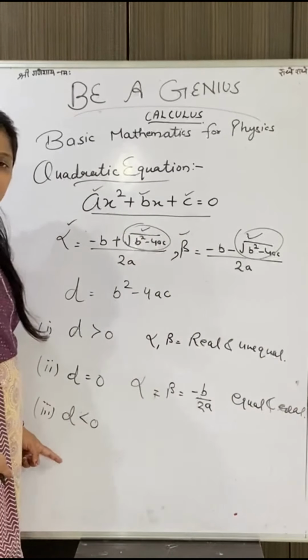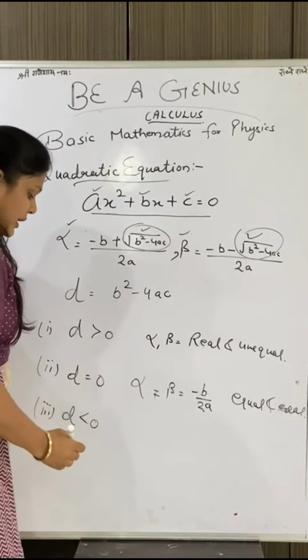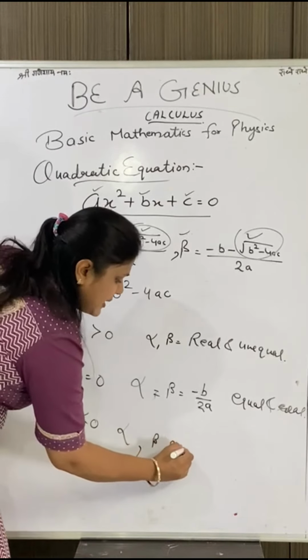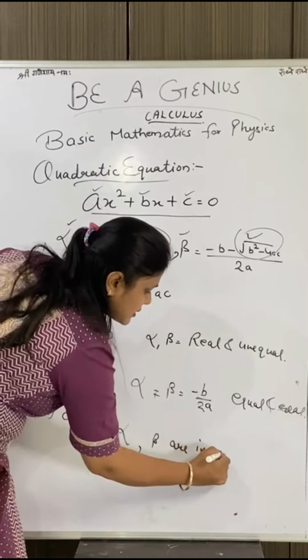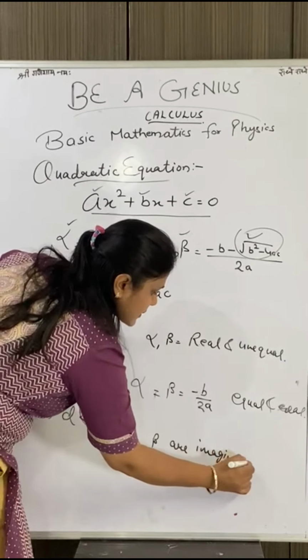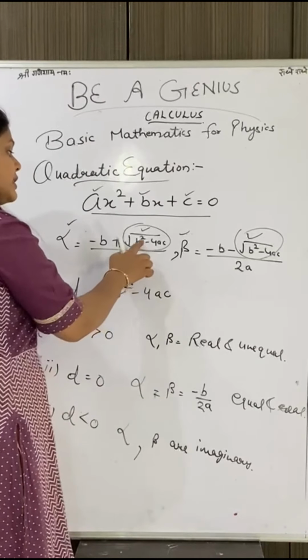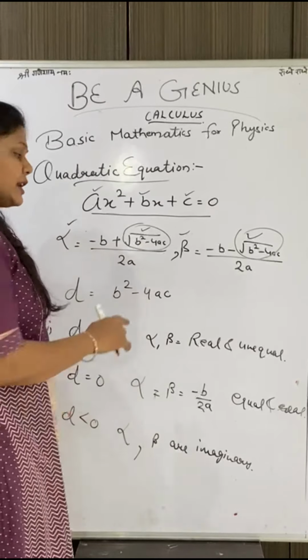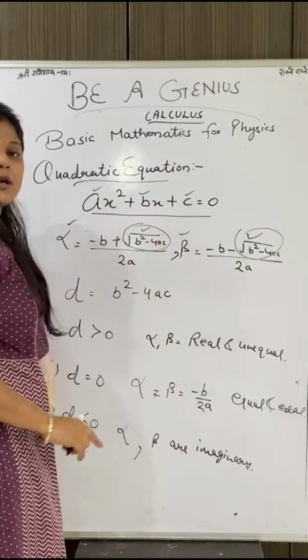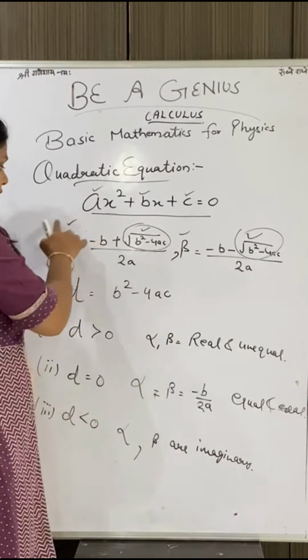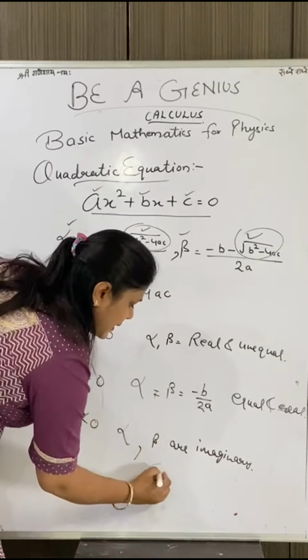Now our third condition is D less than 0. In this case, alpha and beta are imaginary, because the value of D is less than 0, which is a negative value. When a negative sign comes under the root, that means this factor denotes an imaginary value. One part is real and one is imaginary, and the complete root is complex.